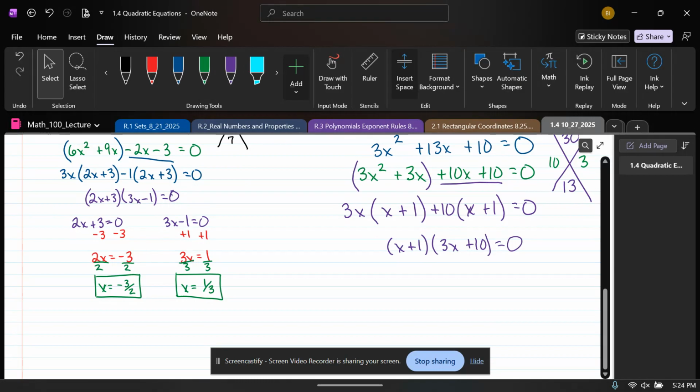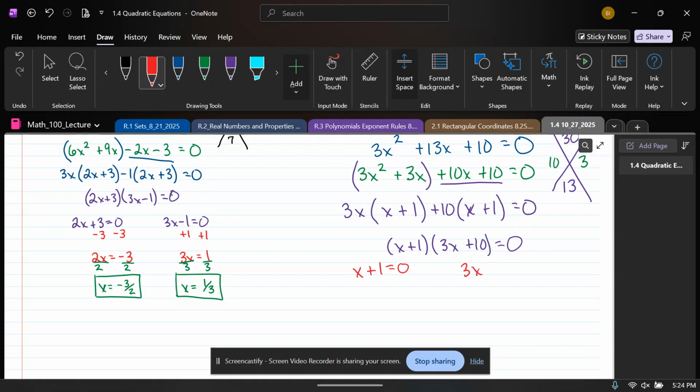Now, what am I going to do with those two factors? That's right. Set them both equal to 0. So x plus 1 equals 0. 3x plus 10 equals 0. And we're just going to get x by itself on all of those. So I'm going to subtract 1. So one of my answers is -1.